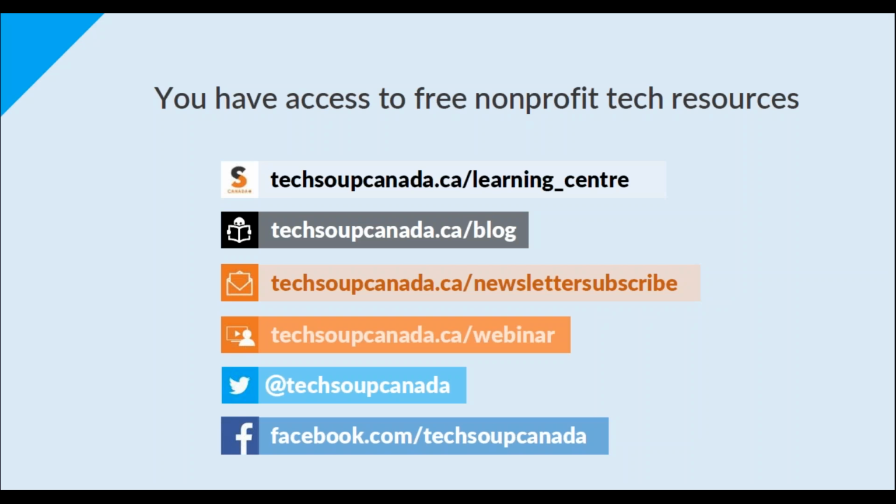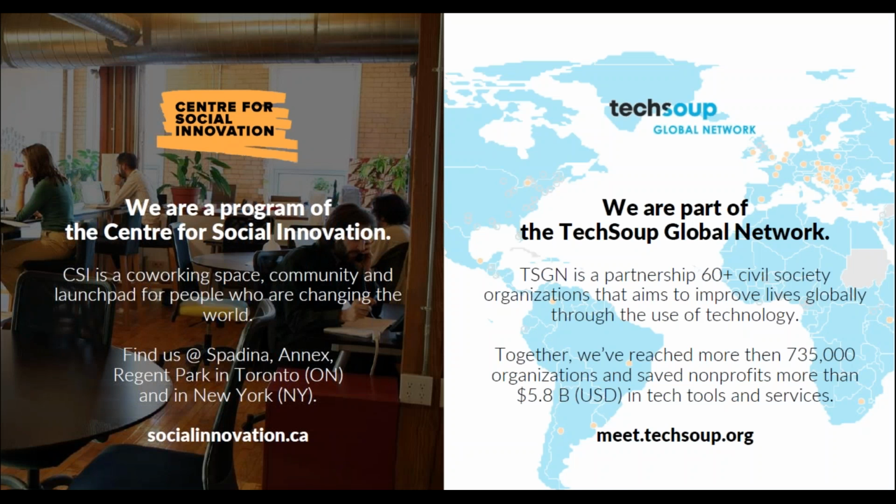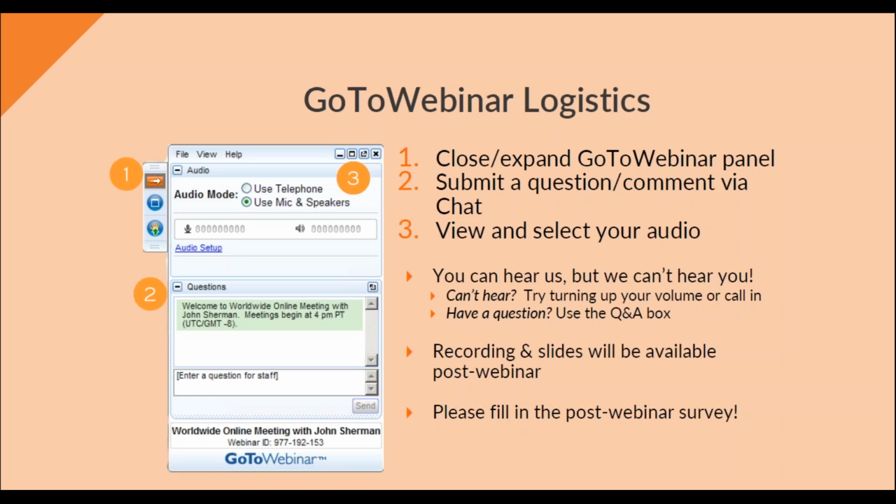The second way we try to help nonprofits use technology effectively is to create and curate nonprofit tech resources. We write and curate blogs on social media. We host events and webinars, such as today's session, to help nonprofits learn more about the technology that impacts their operations. So if there is a topic you would like to learn more about, please let us know. TechSoup Canada is also a program for the Center for Social Innovation and a member of the TechSoup Global Network.